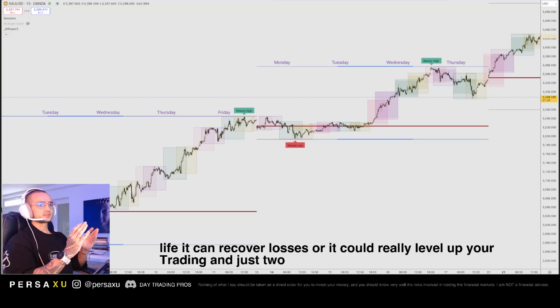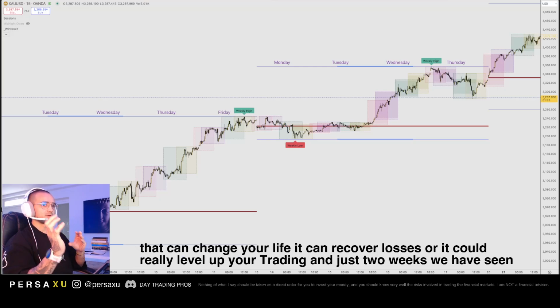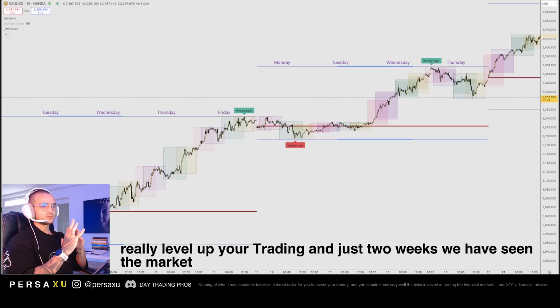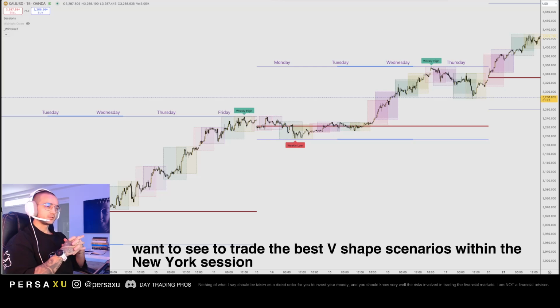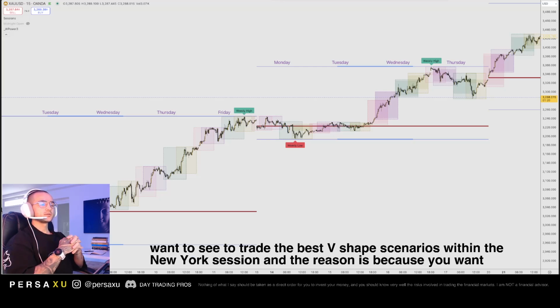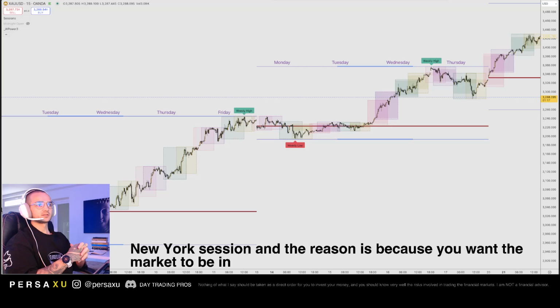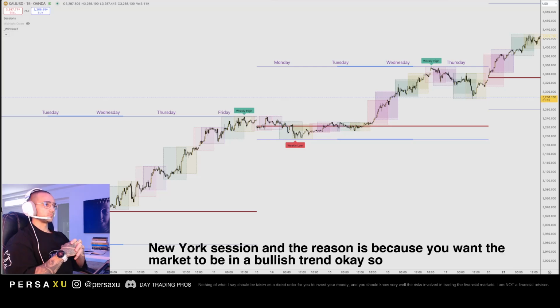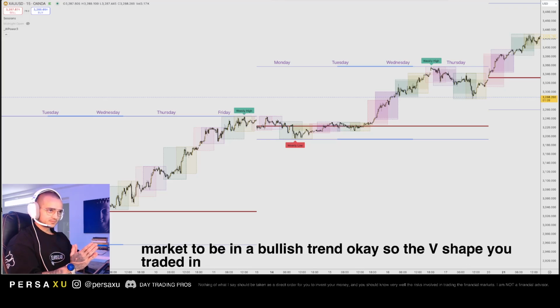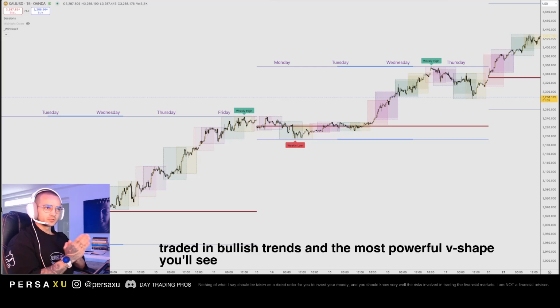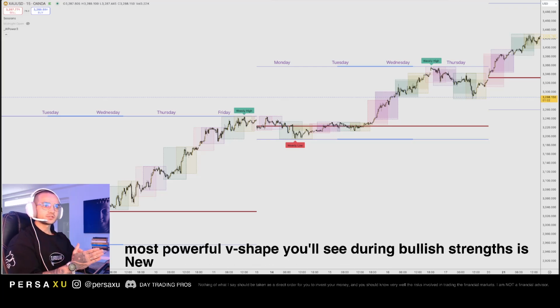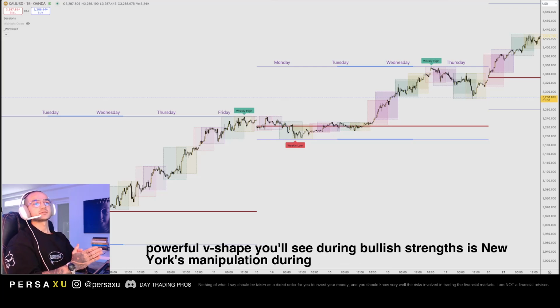In just 2 weeks, we have seen the market structure that we want to see to trade the best V-shaped scenarios within the New York session. And the reason is because you want the market to be in a bullish trend. Okay? So the V-shape, you trade it in bullish trends, and the most powerful V-shape you'll see during bullish trends is New York's manipulation during its AM session.